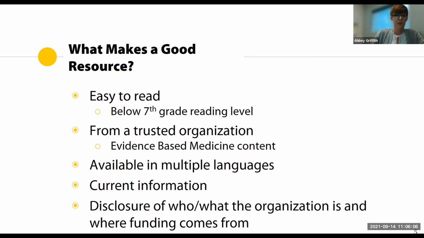There should also be a disclosure of who or what the organization providing the information is and where their funding is coming from.